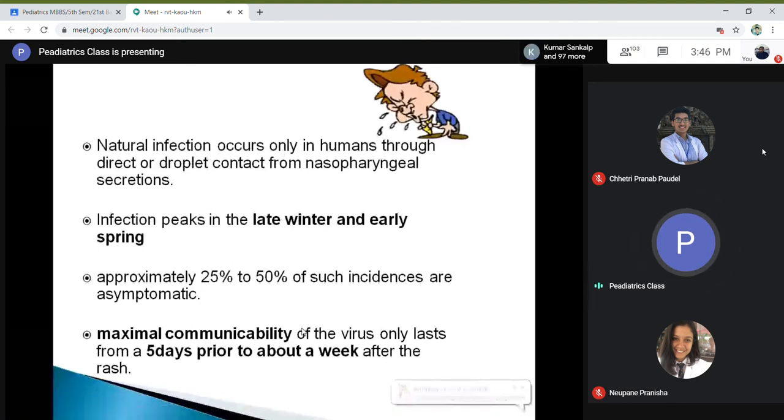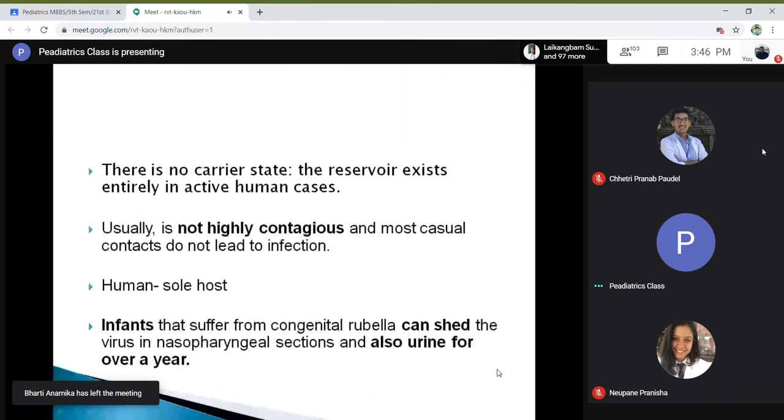Now, there is no characteristic carrier state. This virus has a reservoir that exists entirely in humans. It's only in humans, in active human cases. It is contagious, but not as highly contagious as measles. So humans are the sole host, with no other animals or anything like that.